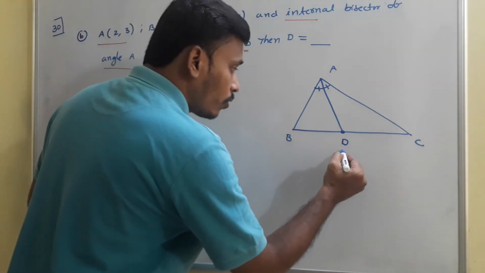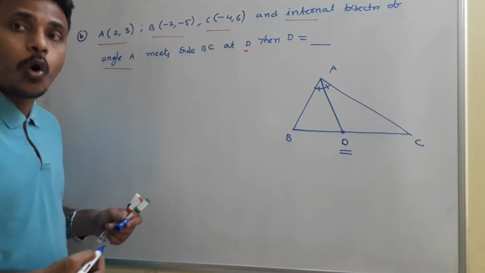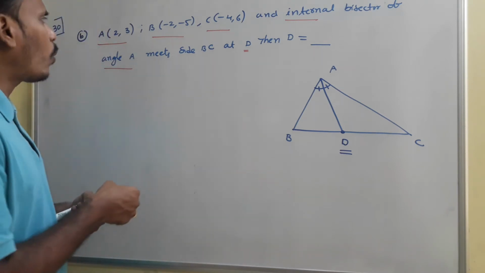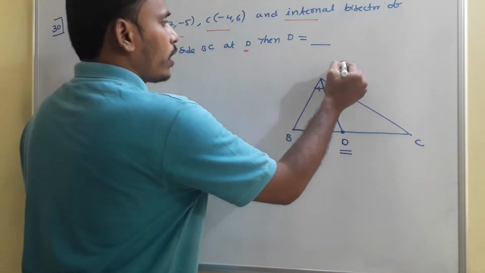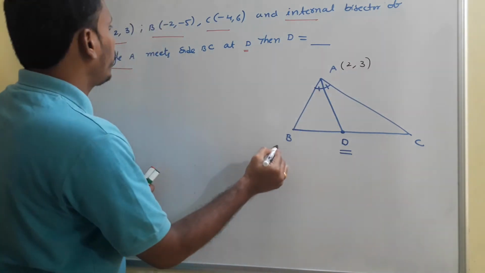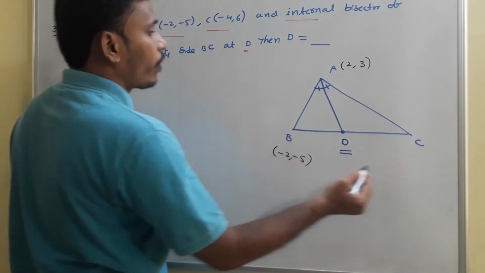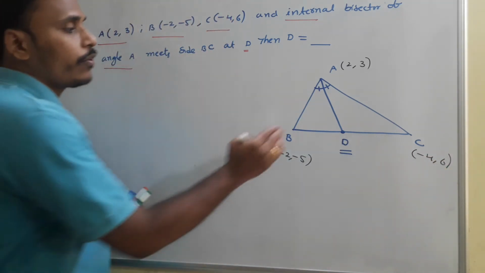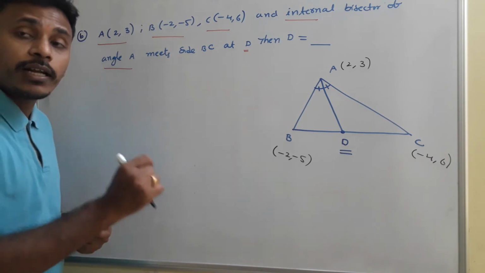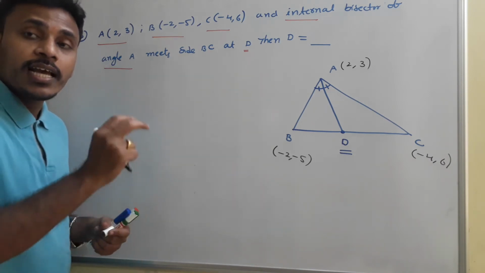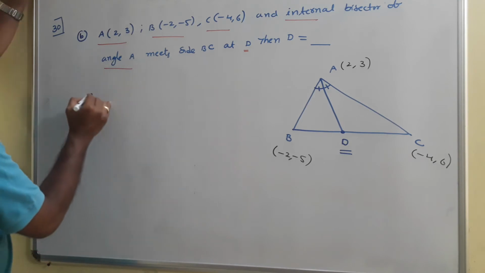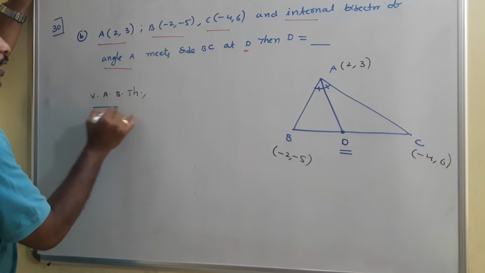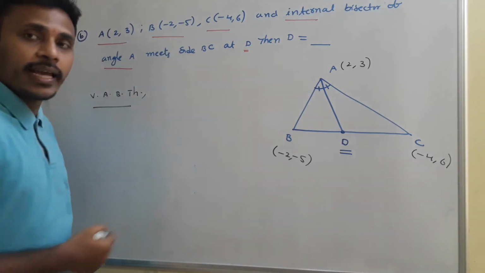And the question is now, what is D? What are the coordinates of D? That's what we need to find. Right. See, as they given, the vertices are 2, 3. So this vertex is 2, 3, and this B is given -2, -5. C is given -4, 6. A, B, C are known. We need to find out the coordinates of D. For that, I am going to utilize internal angle bisector theorem. Okay, you may say angle bisector theorem, specifically internal angle bisector theorem.